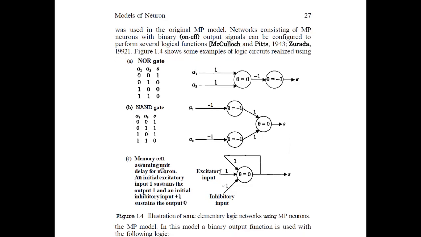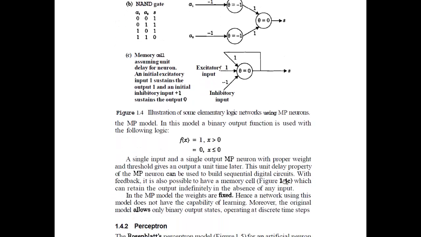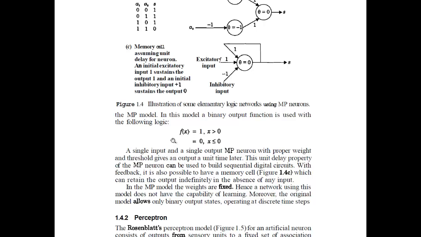Now coming to the memory cell assuming unit delay for neuron, an initial excitatory input 1 sustains the output 1 and an initial inhibitory input plus 1 sustains the output 0. Means for plus 1 you will be getting 0 and for 1 you will be getting 1, for which you get your output S. So in the above MP model, the binary output function is used, that is f of x is equal to 1 if x is greater than 0 and f of x is equal to 0 if x is less than or equal to 0.